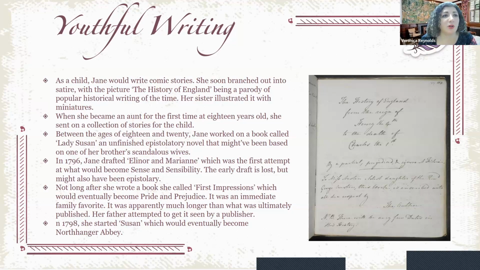Not long after that, she writes a book called First Impressions, which would eventually become Pride and Prejudice. And it was a family favorite because she was reading all these stories out loud to entertain her family. That's really where they got their start. Her father did try to get it seen by a publisher. It did not succeed at the time. And then in 1798, she starts Susan, which would eventually become Northanger Abbey. So her first 4 books are already on the go in her early 20s.